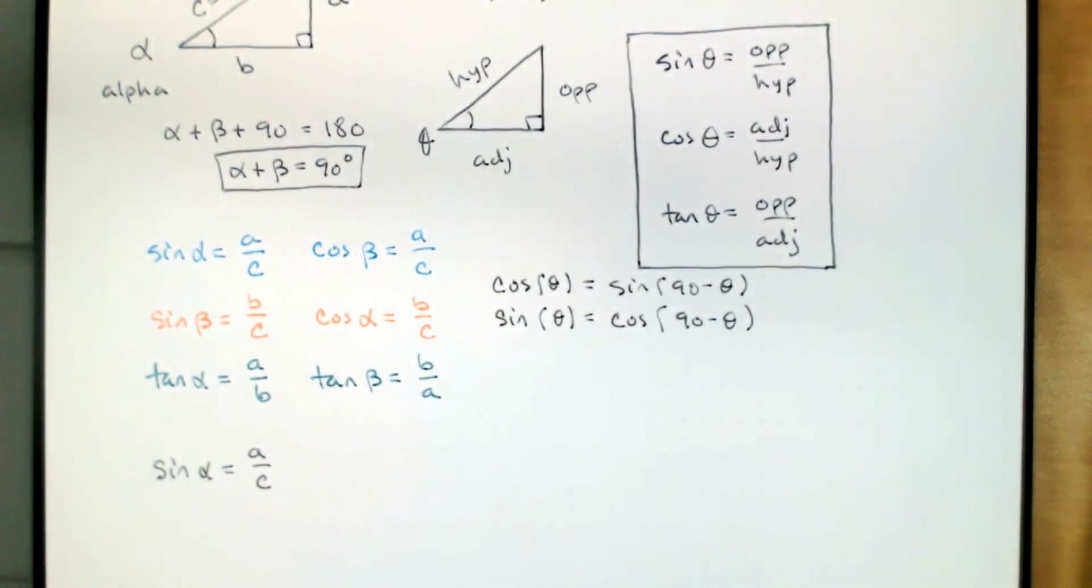Given A and C, I have to be able to find alpha. Given alpha and A, I have to be able to find C. Given alpha and C, I have to be able to find A. Given two, find the missing piece. You have to be able to be given two and find the missing piece.